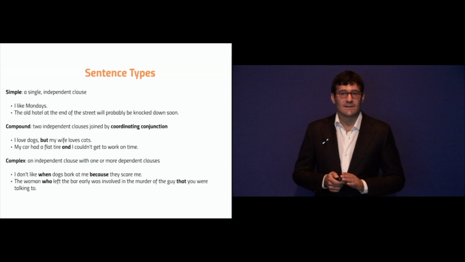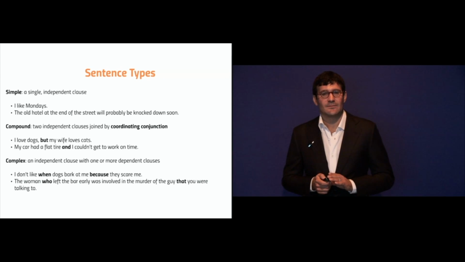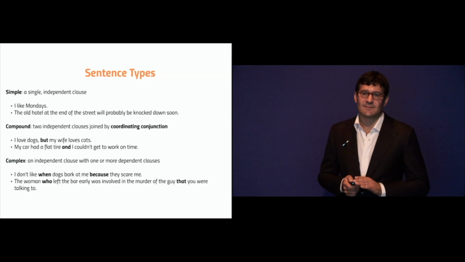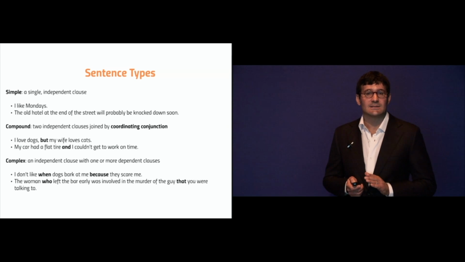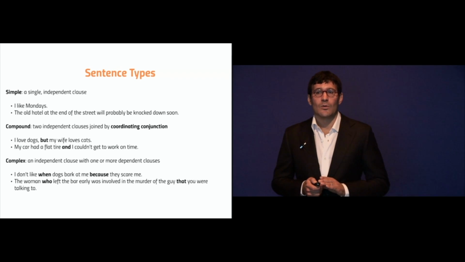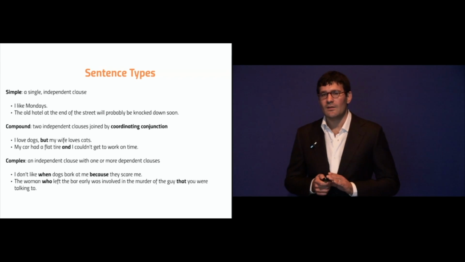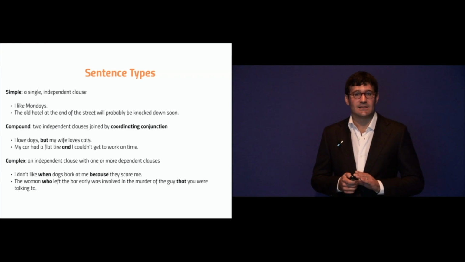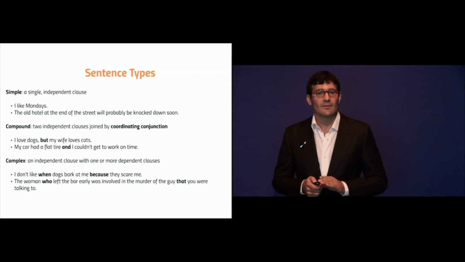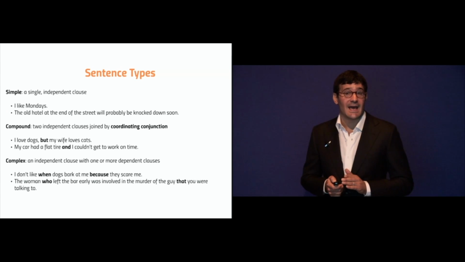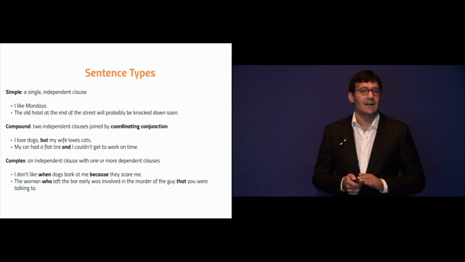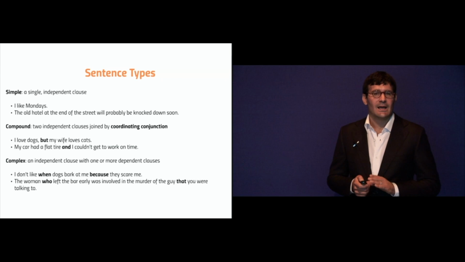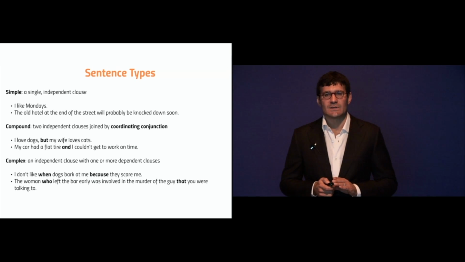On the basis of a clause, we can distinguish between different sentence types. The first sentence type is a simple sentence. And a simple sentence consists of a single independent clause. I like Mondays. The old hotel at the end of the street will probably be knocked down soon. The second sentence type, a compound sentence, consists of two independent clauses joined by a coordinating conjunction. I love dogs, but my wife loves cats. My car had a flat tire, and I couldn't get to work on time. So but and and are what we call coordinating conjunctions. And we'll deal with that in a moment, what exactly coordinating conjunctions are.